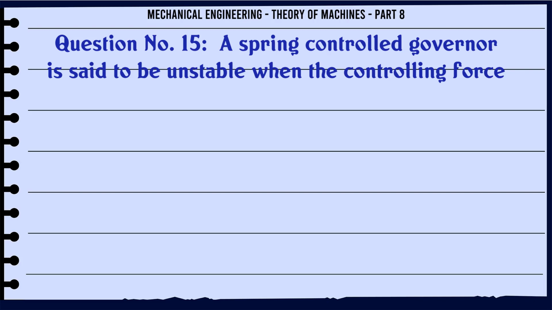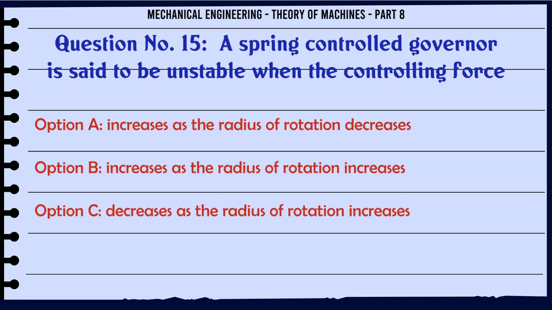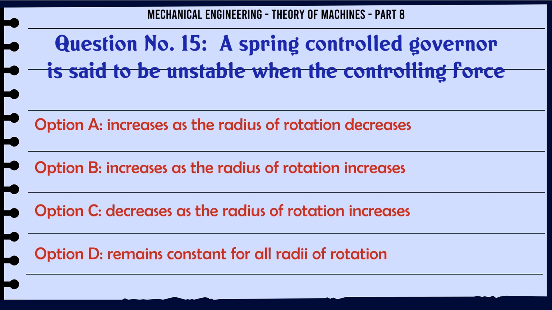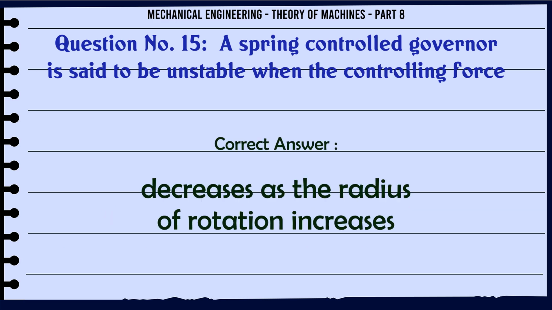A spring-controlled governor is said to be unstable when the controlling force: A. Increases as the radius of rotation decreases, B. Increases as the radius of rotation increases, C. Decreases as the radius of rotation increases, D. Remains constant for all radii of rotation. The correct answer is decreases as the radius of rotation increases.